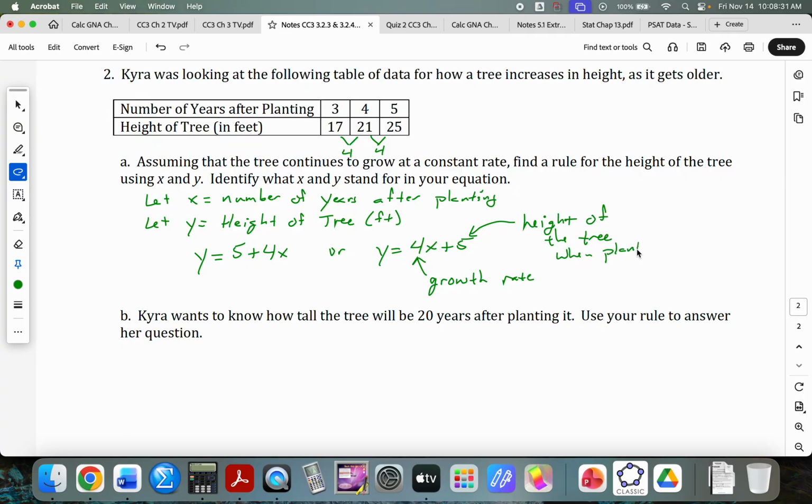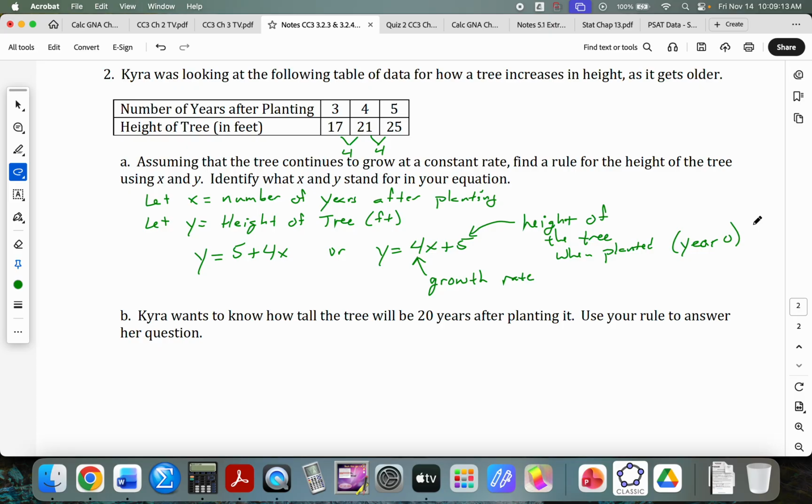What year was that? Is that year 7, year 4, year 0? Because when you planted it, how many years has it been since you planted it? None? Exactly. It was 5 feet tall. It was 5 feet tall when they planted it, and it's growing 4 feet every year.